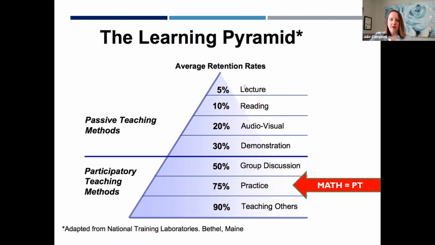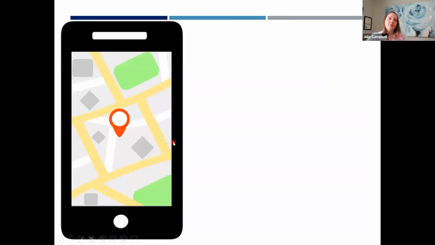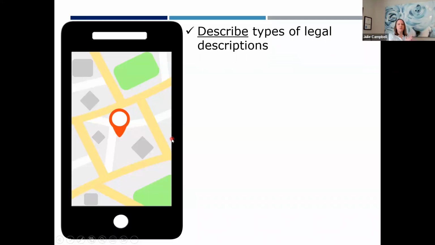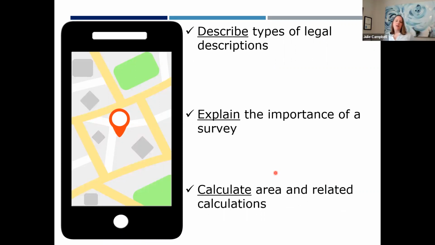We keep going. Up next, Unit 4. Unit 4 is our property description: how we can identify property, how we can describe property. So a couple of things to look at, our roadmap for Unit 4. We're going to describe the different types of legal descriptions. We're going to talk a little bit more about a survey. We introduced you to the idea of a survey last week when we were talking about the fence. But now we're going to talk more about the survey now that we're talking about those property lines. And then there's some area math, some square footage math, acreage math.